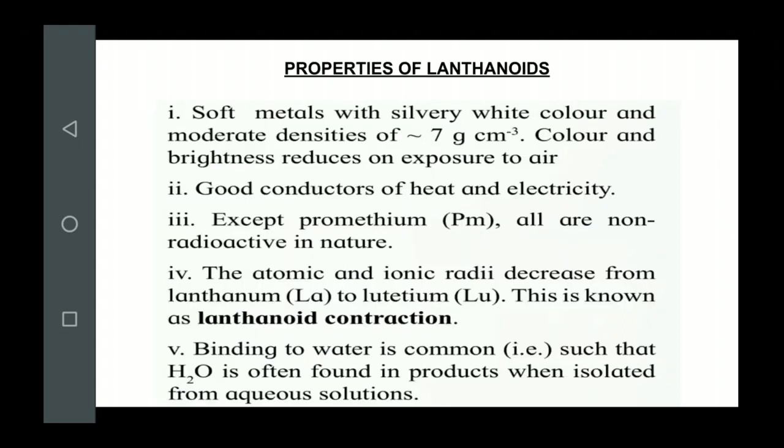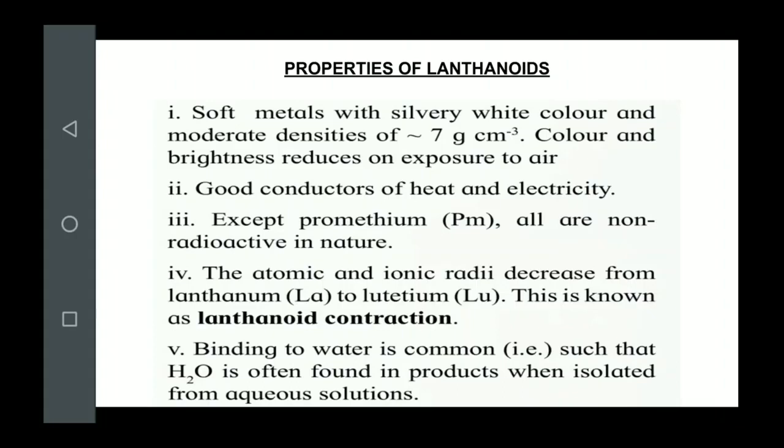Now there are some properties of lanthanoids. These lanthanoids are soft metals with a white silvery color. Their density is approximately 7 gram per cm cube and their brightness will reduce on exposure to air. They are good conductors of heat and electricity. All the lanthanoids are non-radioactive except promethium. Promethium is made in the laboratory. It does not occur naturally.